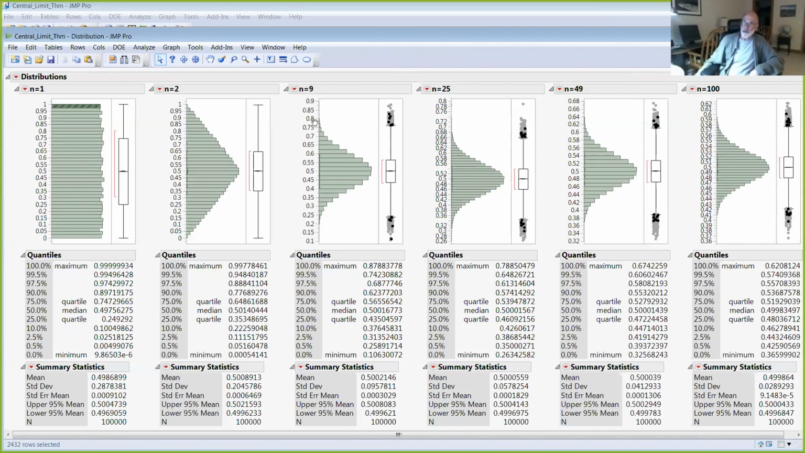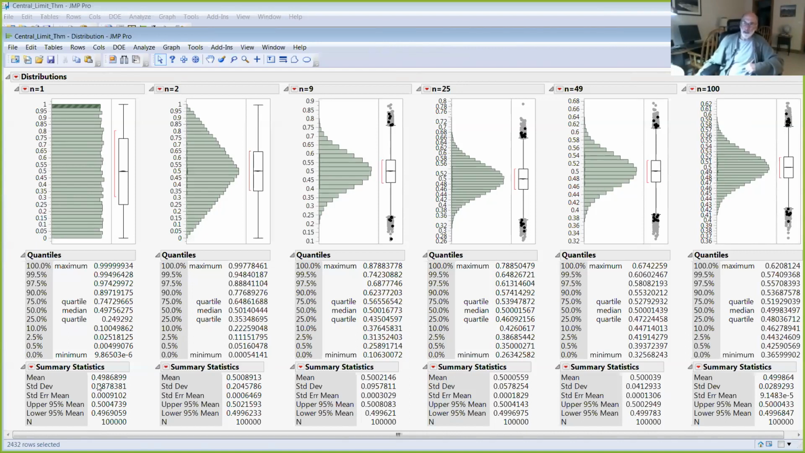Notice when we get to n equals 9, it's actually starting to look bell-shaped. It looks extremely bell-shaped at 25, sample size 49, and sample size 100. Central limit theorem says on average the mean will approach the mean of the population. 0.5 was essentially the mean of the population. Notice, even with a sample size of 2, the average is 0.5. It's 0.5 all the way across. So the mean is pretty close to what the population mean is.